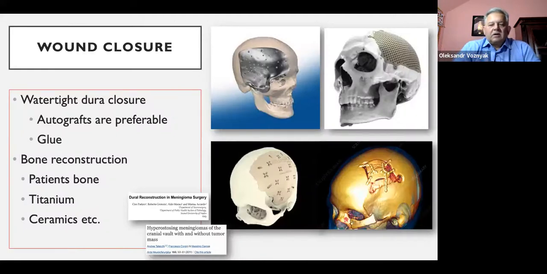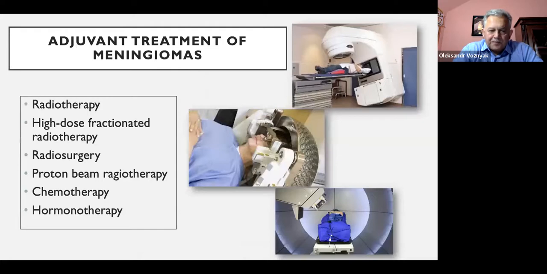Concerning closure, the universal rule is that the wound must be closed watertight. In any way: fat, fascia, artificial dura, pericranium, but it must be closed hermetically, and the bone must be reconstructed in different ways.